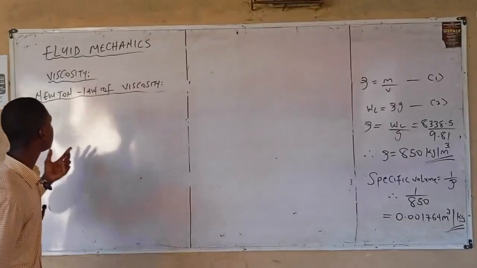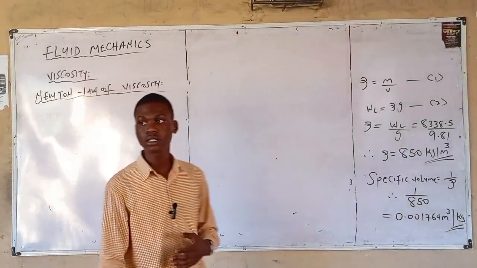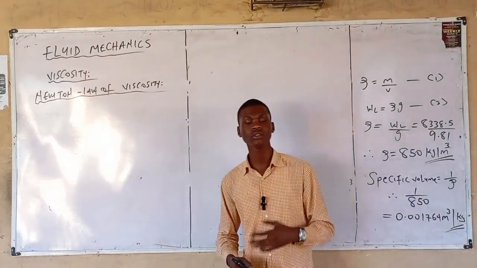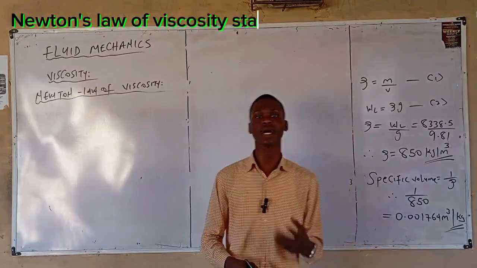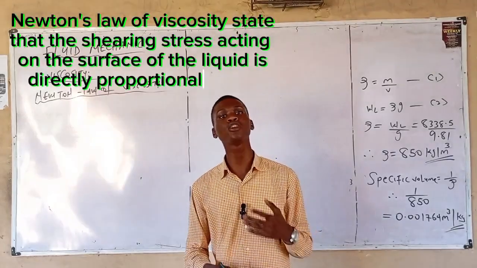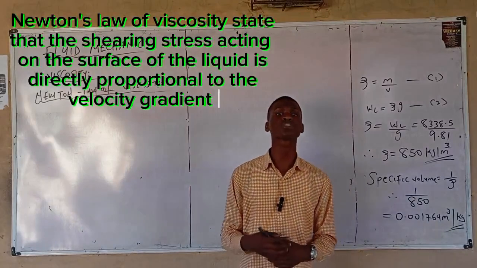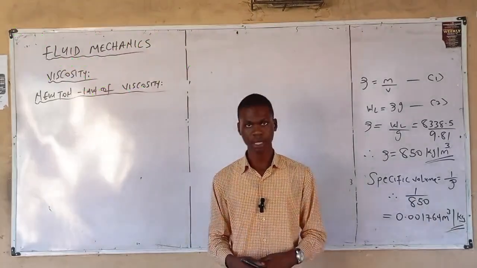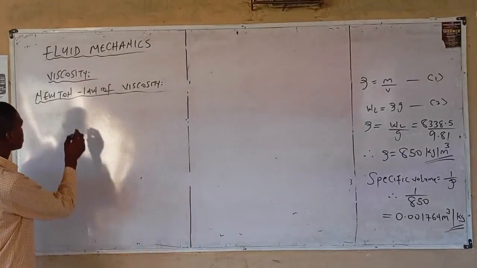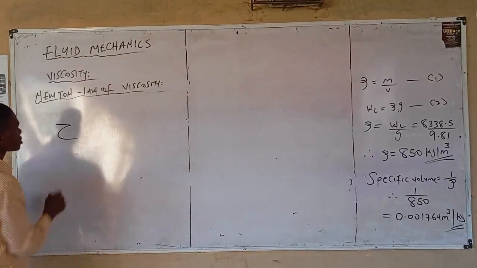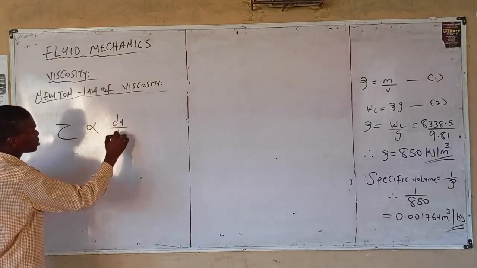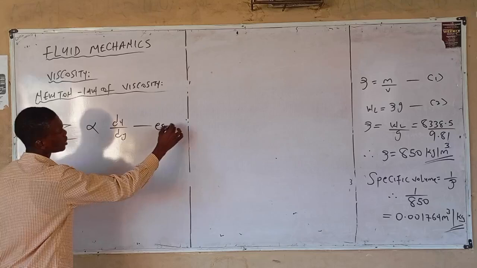The law governing viscosity is Newton's law of viscosity. What is Newton's law of viscosity? Newton's law of viscosity states that the shearing stress acting on the surface of a liquid is directly proportional to the velocity gradient. Mathematically, Newton's law of viscosity states that the shearing stress tau is directly proportional to the velocity gradient du over dy.